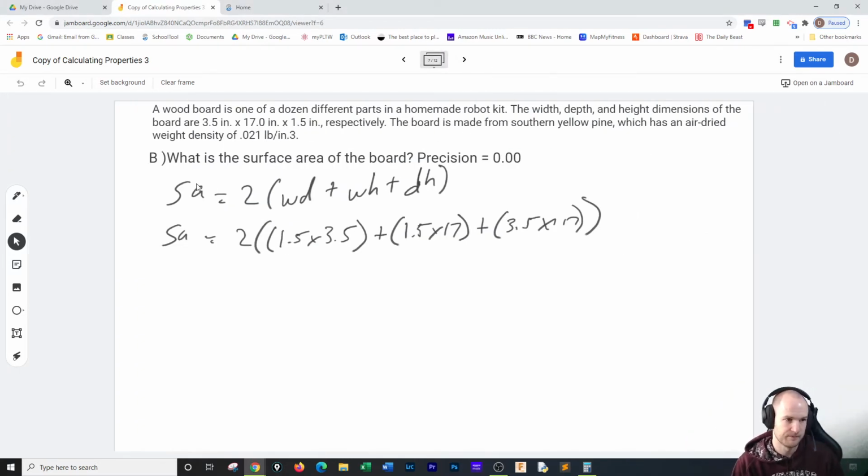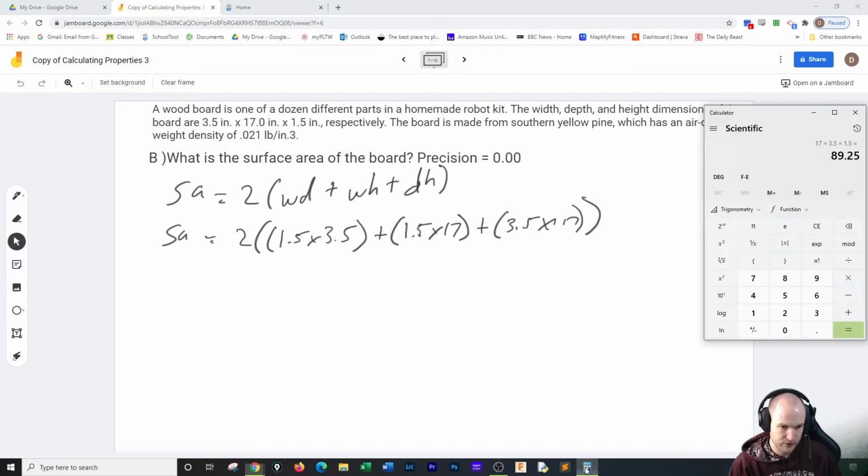Oh, and I wasn't even on the slide. But here you go. Here's all that information that I just talked about. And then we just have to place that into our calculator. So 2 parentheses, other parentheses, 1.5 times 3.5, close parentheses, plus open parentheses. Oof, did I not put the 2 at the beginning? Well, we'll get it at the end.